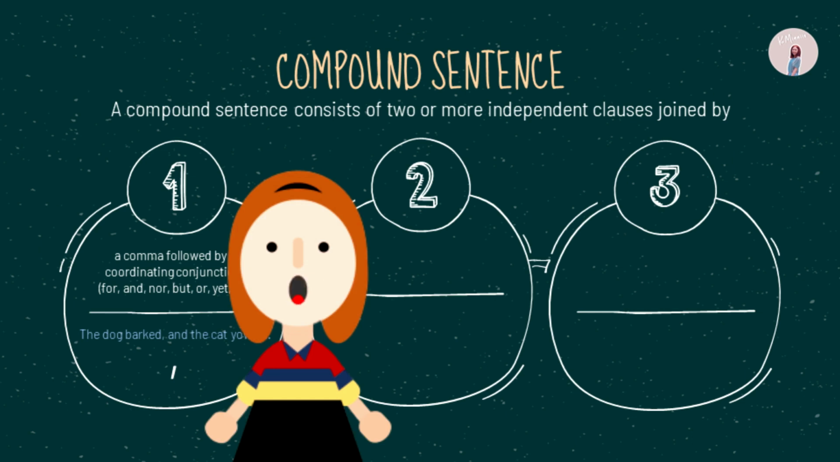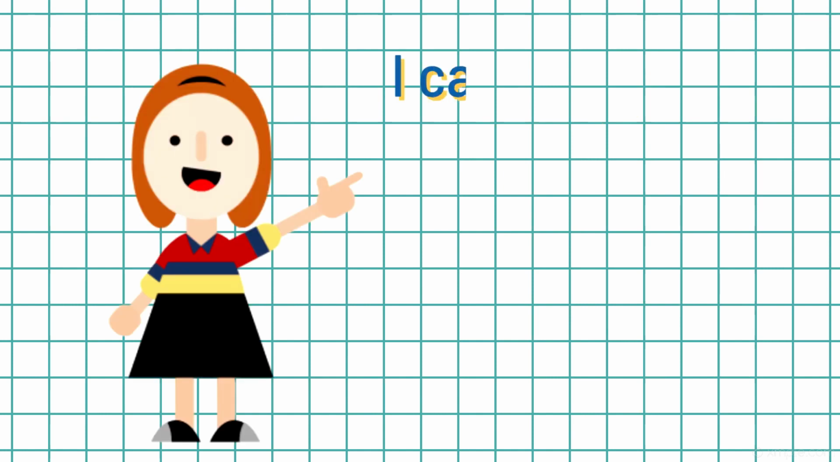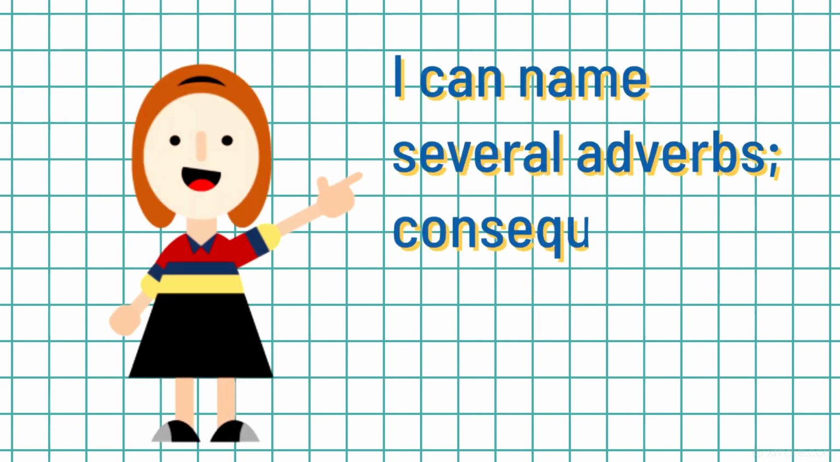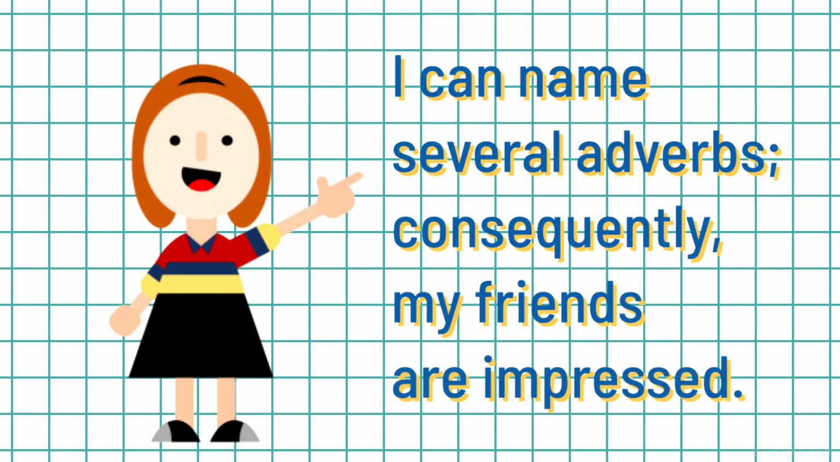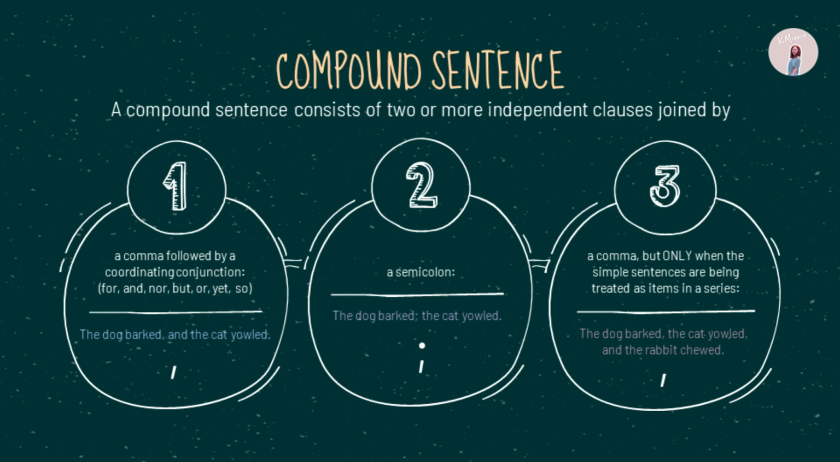However, this is not always the case. Sometimes longer linking words can be used. For example, I can name several adverbs. Consequently, my friends are impressed. A semicolon can also be used. For example, the dog barked; the cat yowled. A comma can be used, but only when the simple sentences are being treated as items in a series. For example, the dog barked, the cat yowled, and the rabbit chewed.